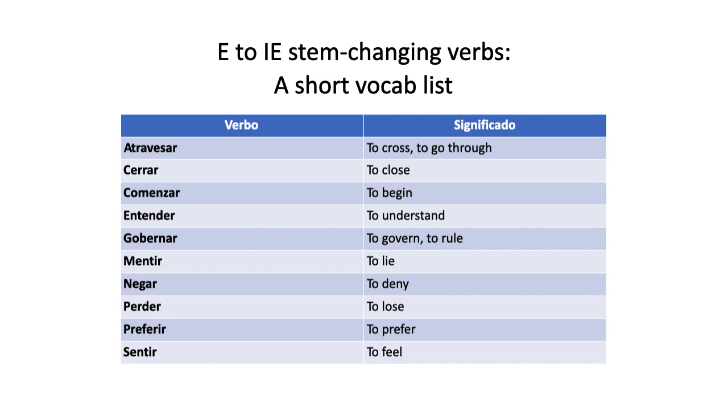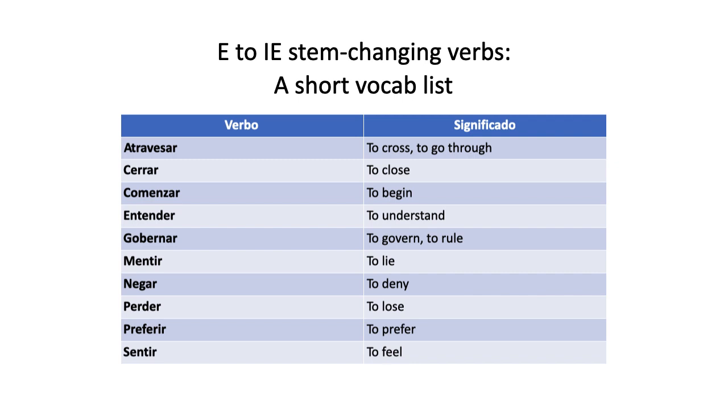Comenzar means to begin, right? Yo comienzo el semestre, I begin the semester. Nosotros comenzamos el semestre, we begin the semester. Notice that for the nosotros form, I did not say comienzamos, right? I said comenzamos. I did not add the IE because that is the one form in which you don't change the stem, right? Entender means to understand, we just did it.